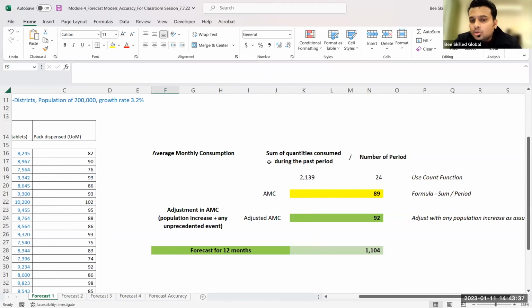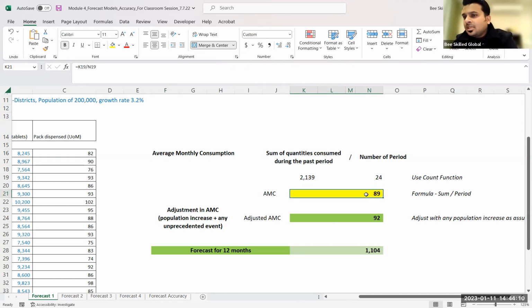So what we are going to do first is calculate the average monthly consumption. We have the consumption for 24 months, and we want to understand what the average consumption is. We know the total number of packs consumed, 2139, and the period, 24. So if we divide 2139 by 24, we get 89. Very simple. That's the average monthly consumption in those 24 months.